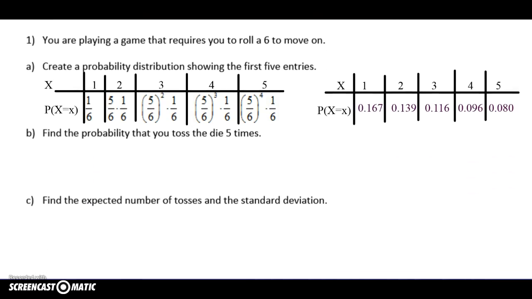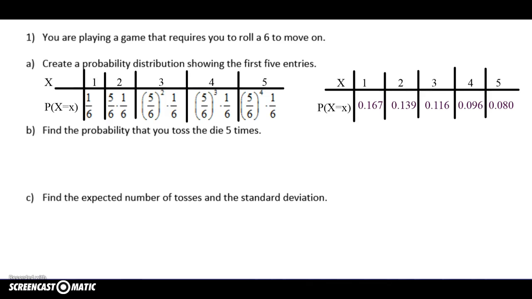This is the one that we actually spoke about yesterday. Rolling a 6 to move on. Here are 2 probability distributions. This one is the actual probability. Yesterday we talked about the scenario of you're playing a game that requires you to roll a 6 to move on. So X was the number of rolls until we get a 6.